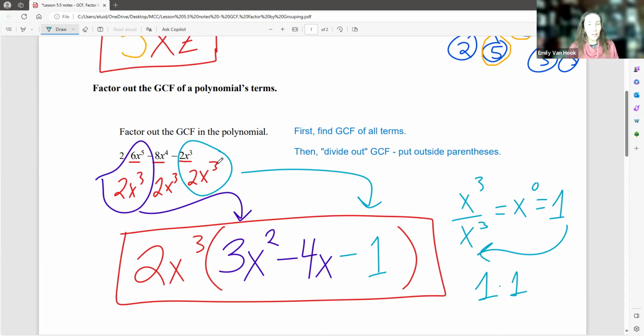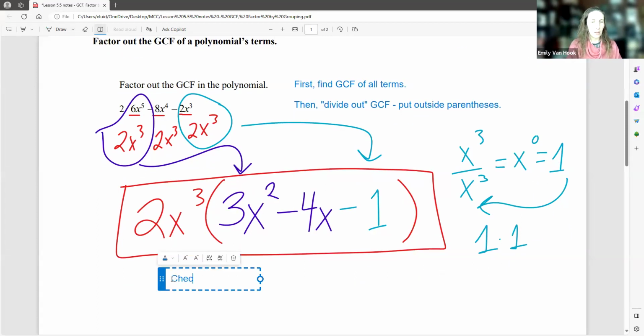So our final answer, as we factored out the GCF, is 2x to the third. Well, that was our GCF on the outside of the parentheses. And then in the parentheses, we had 3x squared minus 4x minus 1. You can always check by distributing. So I will make a note of that.